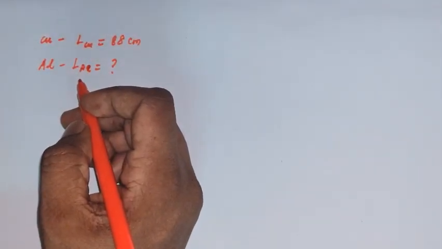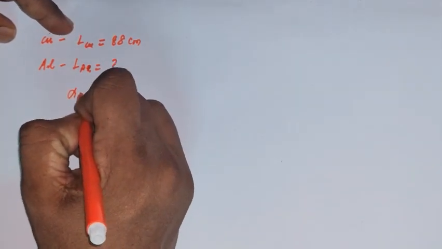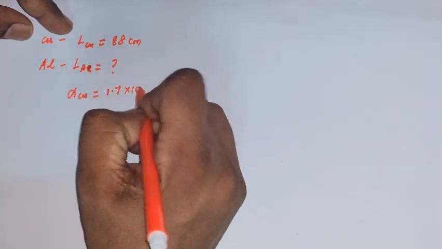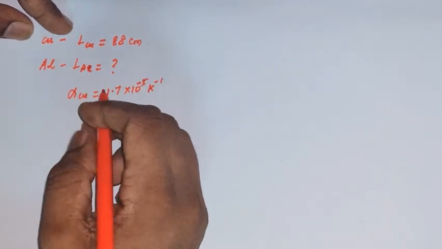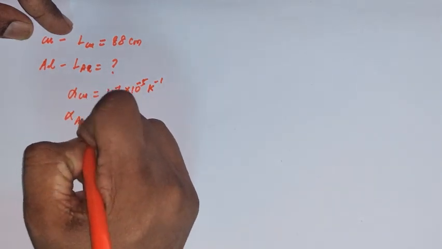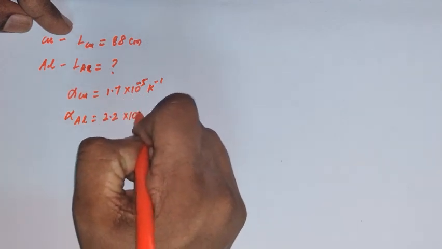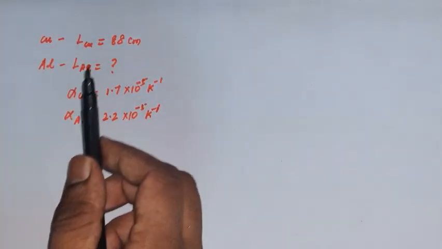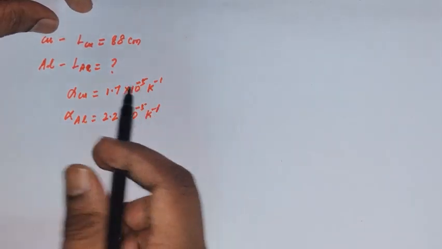Before solving this problem, they have given two other quantities, the thermal expansion coefficients. Alpha copper is 1.7 into 10 power minus 5 Kelvin minus 1, and the thermal expansion coefficient for aluminum is 2.2 into 10 power minus 5 Kelvin minus 1. Now we want to know the relation between the length and the thermal expansion coefficient.